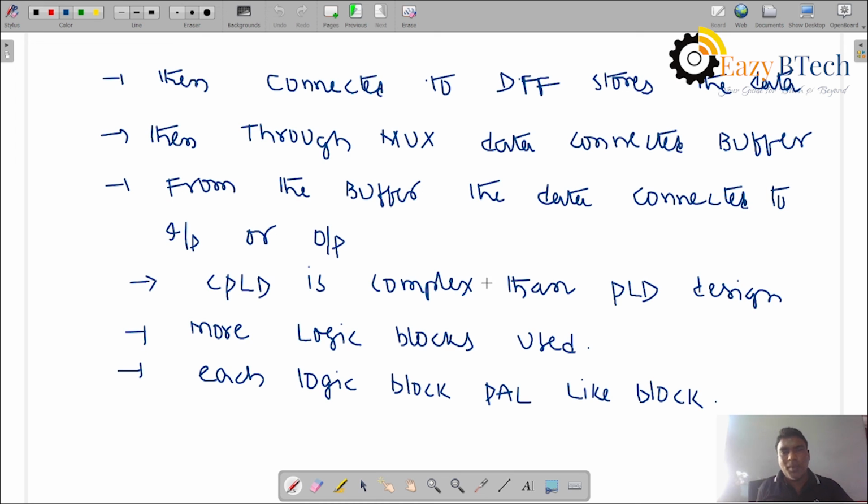A CPLD is more complex than PLDs. More logic blocks are used, and each logic block is like a PAL-like block. It is used in digital applications. This is about the CPLD.